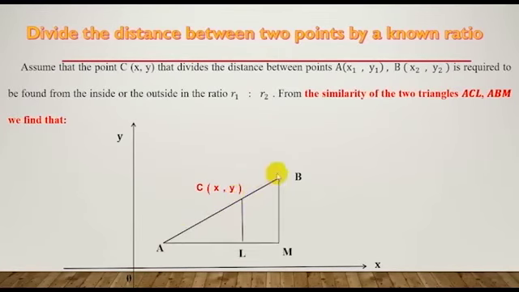For the triangle ABM, we divide that triangle into another small one, ACL. So we have this one and that one. This is the dividing point and it gives me the ratio r1 and r2, which means maybe this ratio is 2 to 1, or 3 to 1, whatever.